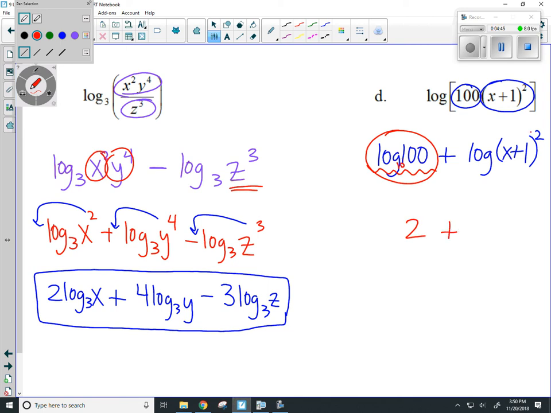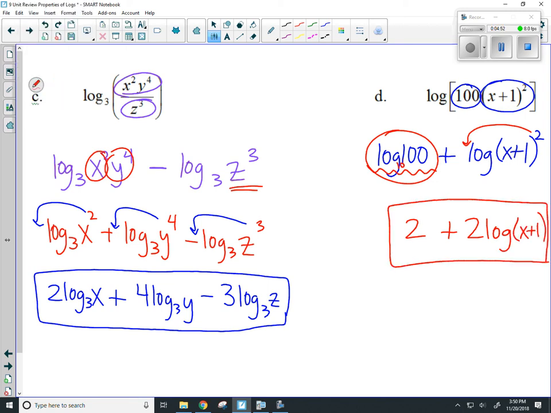And then for the second one, really the only thing we can do is move that 2 out front. And that one would be a really easy one to check in your calculator since there's that single variable of x on the inside.